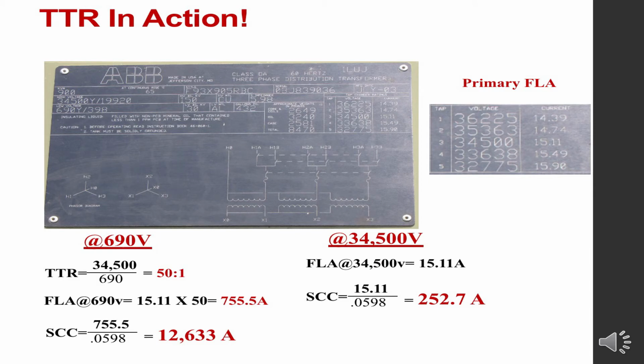Now, if you look at the calculation on the left side at 690 volts, you'll see that the transformer turns ratio is 50 to 1, as we mentioned earlier.